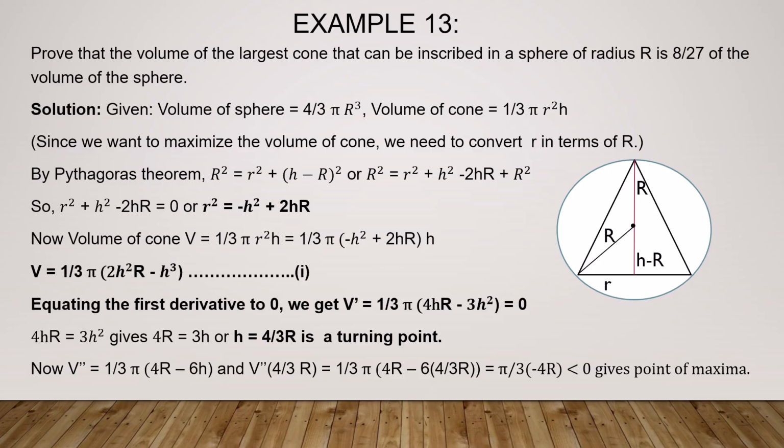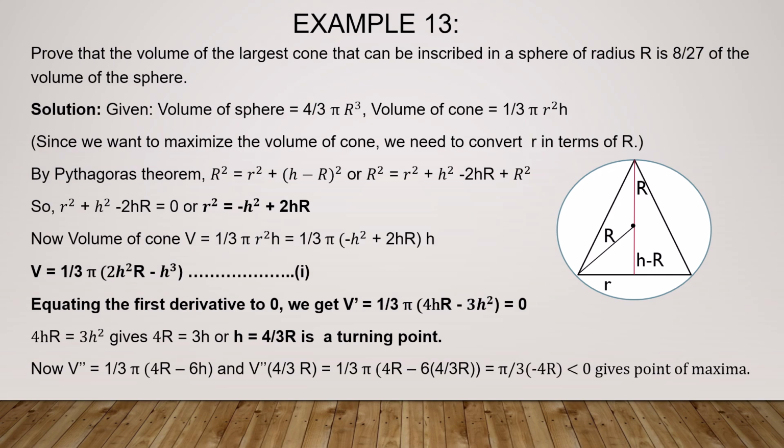Now we find the first derivative and equate it to 0. So it is 1 upon 3 pi, which is constant. Remember over here capital R is constant. Why? Because it is given to us, correct? Already the sphere is given to us, so capital R is constant. So it will be 2R constant into derivative of h square, which is 2h. So it is 4hR minus 3h square. When you equate it to 0, you get 4 capital R is equal to 3h. So h is equal to 4 by 3 R.